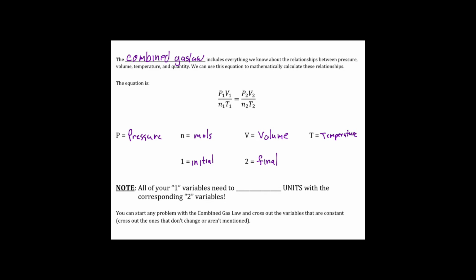And so something that we need to keep in mind is that when it comes to units, the units you start with have to be the units you end with. So if we're starting with atmospheres as pressure, the units we end with are atmospheres. If we're starting with liters, we're ending with liters. And so all of your 1 variables need to match units with the corresponding 2 variables. So that means, again, if our pressure is atmospheres, we're ending with atmospheres.